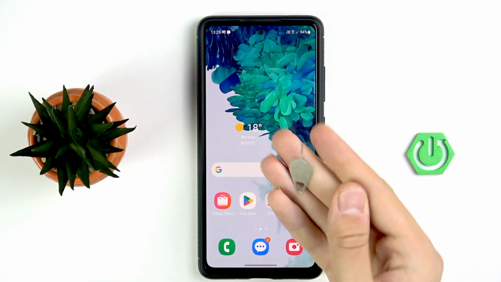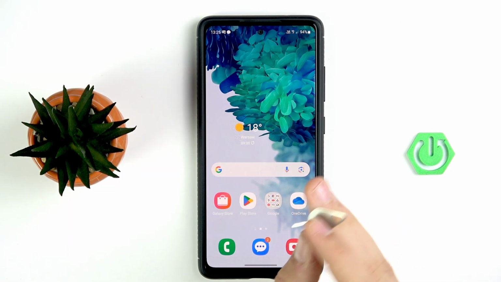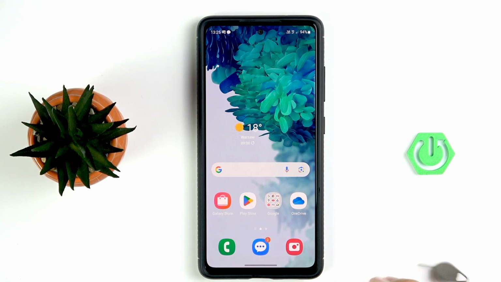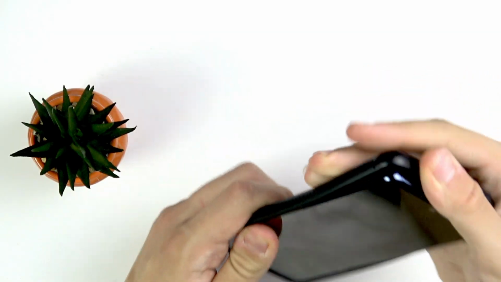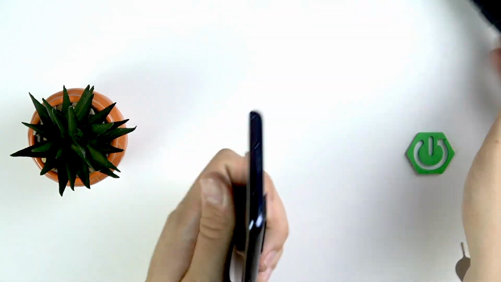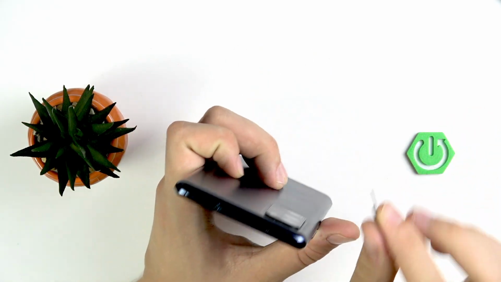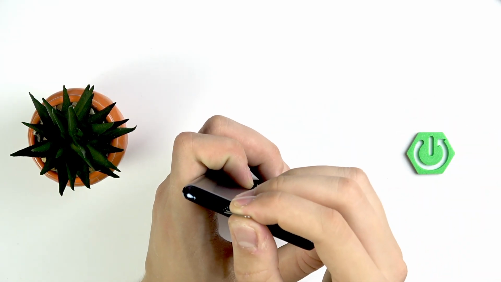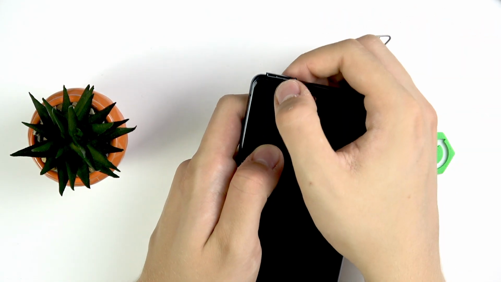Find yourself a SIM card tray opener. This is the one from Samsung phone. It looks exactly like this. I have tested the Apple's one on this phone, and the Apple's one doesn't work, unfortunately. And here, take now off your case. Here, as you can see, we do have the SIM card tray. Place your SIM card tray opener in this hole here and push it into the phone.